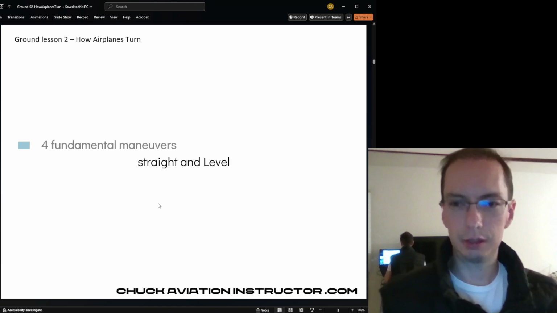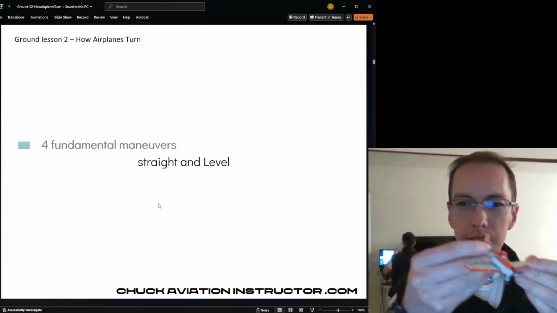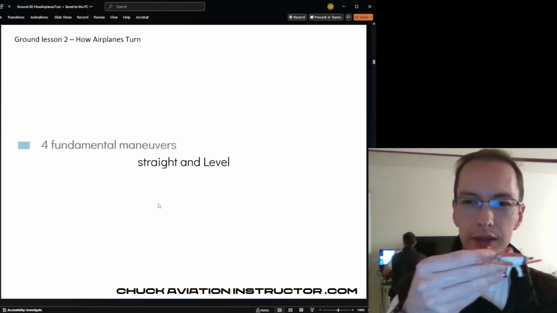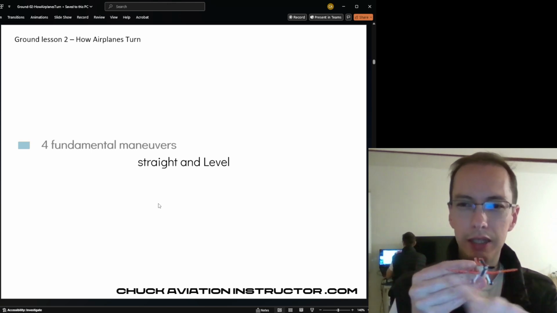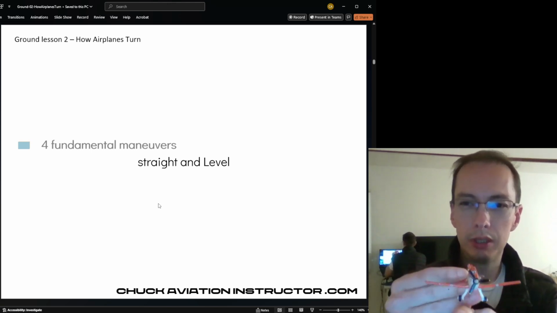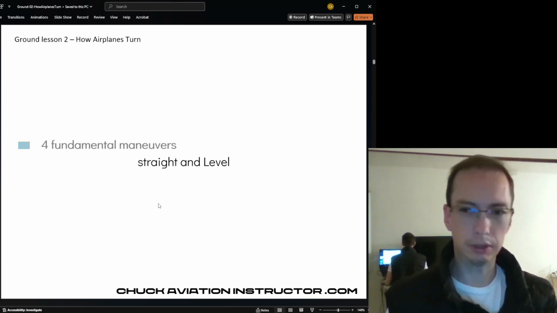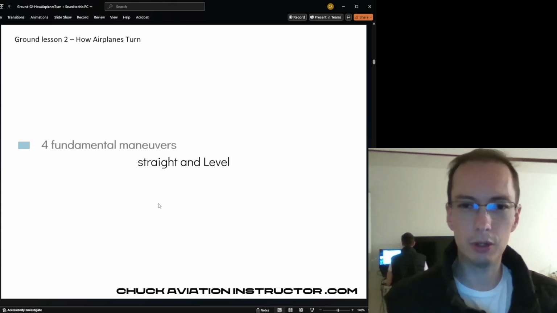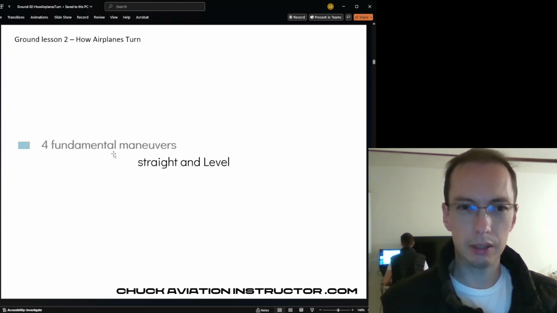So let's address one word at a time. It's level because it's not climbing nor descending. It's maintaining the same altitude, level. And straight because it's not changing heading in either direction. It's just pointing down the same reference ahead of the nose throughout the whole straight and level maneuver.